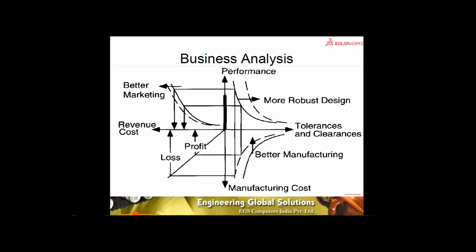As the tolerance increases, as the clearance increases, the performance necessarily comes down. As both of them reduce, the performance increases, but it leads to a robust design. But as can be seen from the manufacturing cost, the better manufacturing processes have to be put in place, which in the fourth quadrant, when extrapolated to the loss or the profit, you can see on the left hand side, you see the revenue and the cost, and you're able to see the drivers which are coming in.